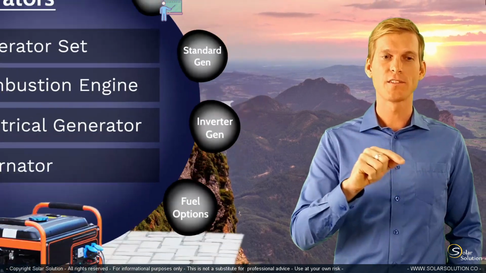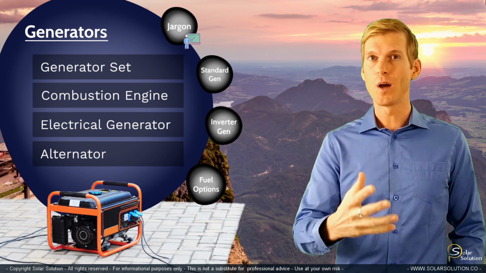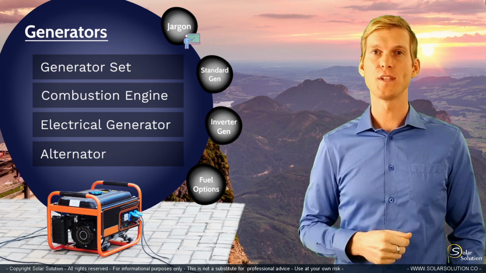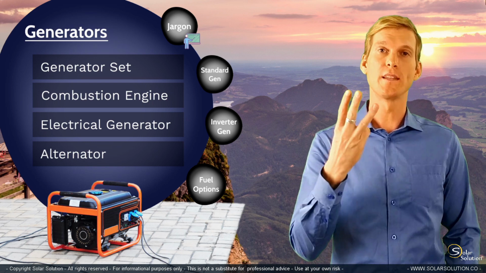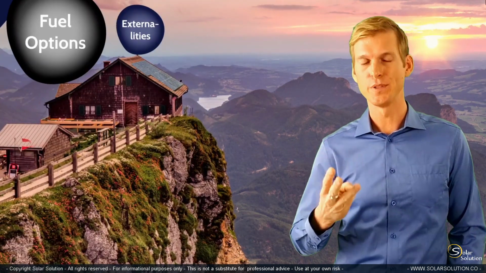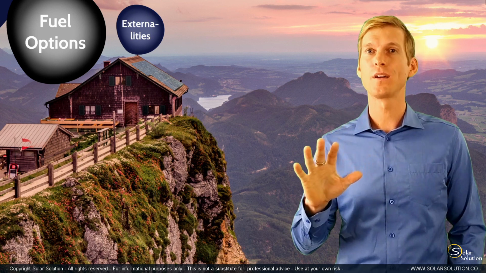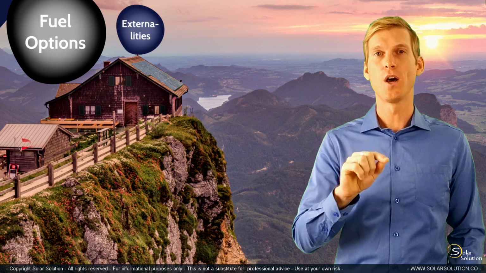Let's look at the last topic in the generator chapter, and we'll look at the different kinds of fuel options that you might want to consider for your setup. For the fuel options, we'll look at 3 different kinds of fuel: gasoline, diesel, and bottled gas, or LPG. And I'll give you the values for the North American market, so I'll use the unit of dollars per gallon.